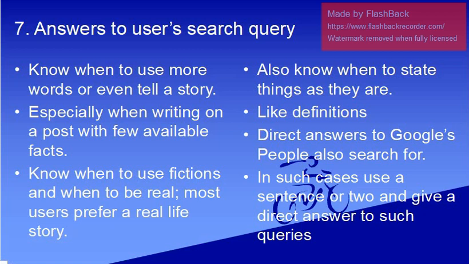Now, there are direct answers to what Google's People Also Search For. To get these questions, you can get them directly by searching for a particular keyword on Google. When you search for a particular keyword, you will see what people are also searching for, and then provide direct answers related to the topic you are writing on within your post. In such a case, you should use a sentence or two and give a direct answer to such queries.